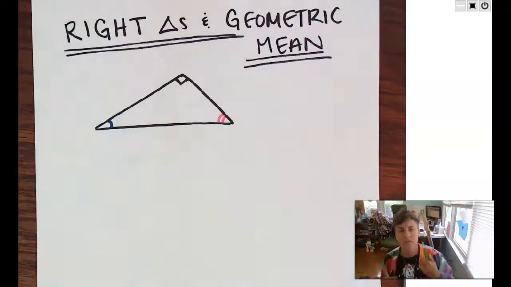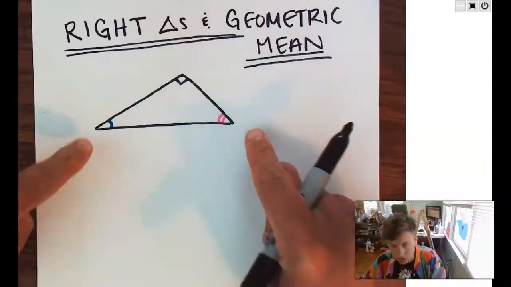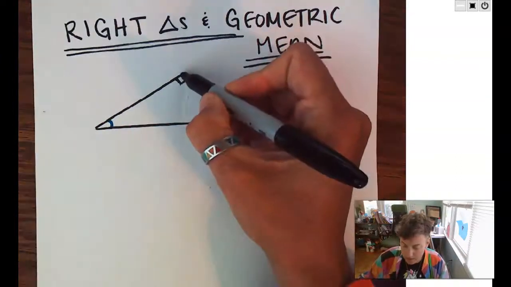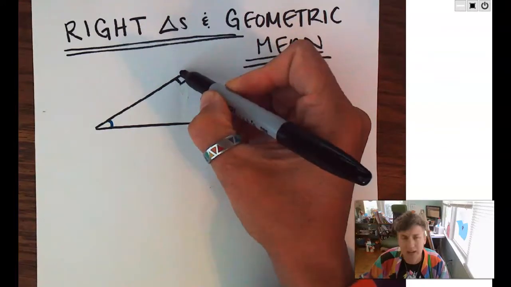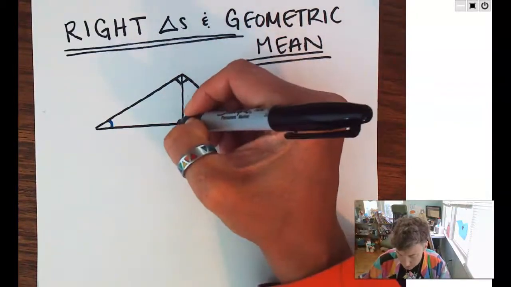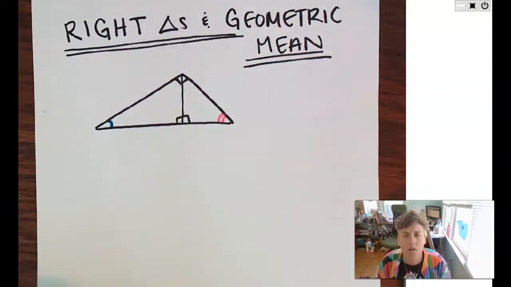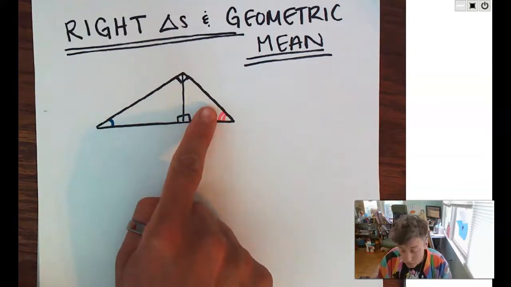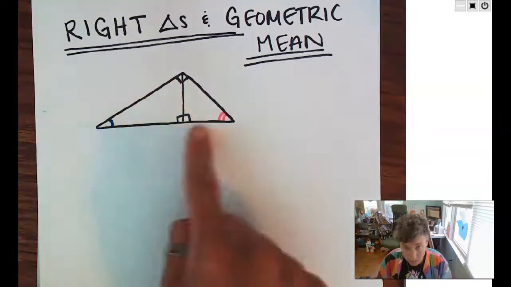Our last topic for today is right triangles and the geometric mean. It's not really mean, it's actually pretty cool, this thing, geometric mean. Anyway, let's say we have a right triangle here. It's got a 90-degree angle and then 2 other angles. Now, if I draw an altitude from this right angle, meaning a line that comes down and makes a right angle with that side, I've actually made 2 similar triangles to that big, giant one.